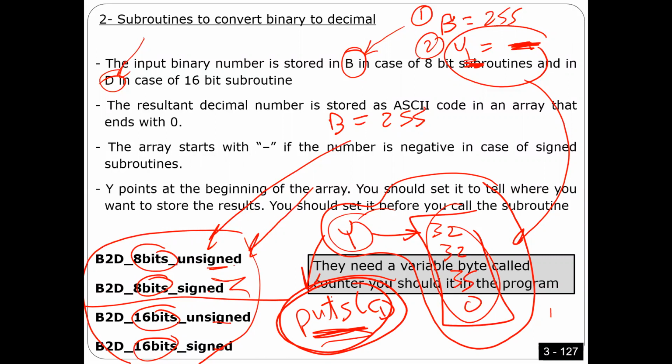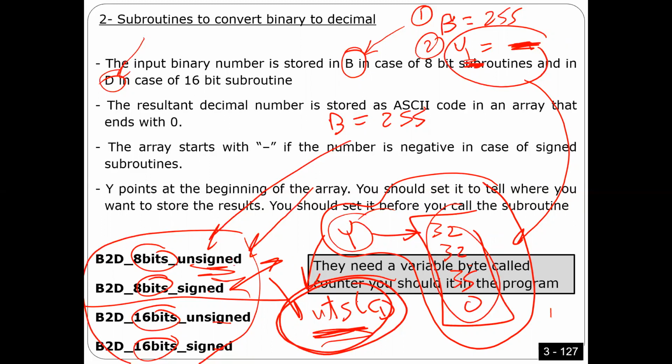What I mean is, and this is a very interesting thing, if you have a binary number, you can call this function. This function is going to give you an array. And then you can take this array and send it to put string LCD to display on the LCD. Because the way I made these functions, I made them compatible. Compatible means the output of this one can be input to this one. And that's what I'm going to show you in the next program right now.